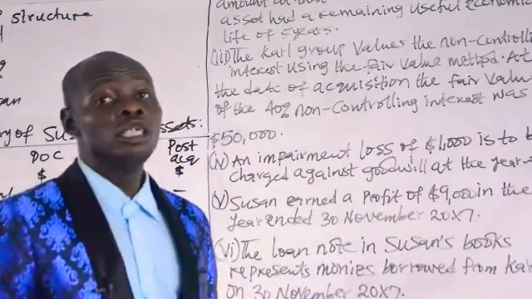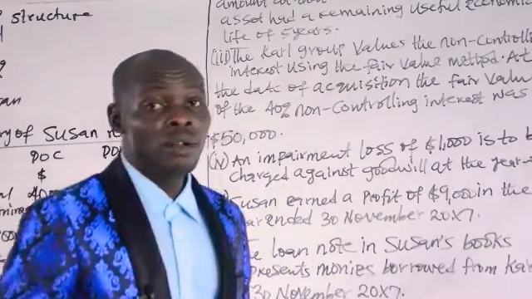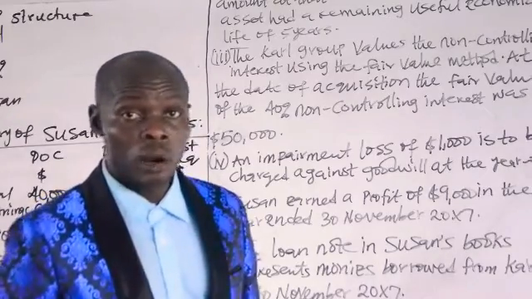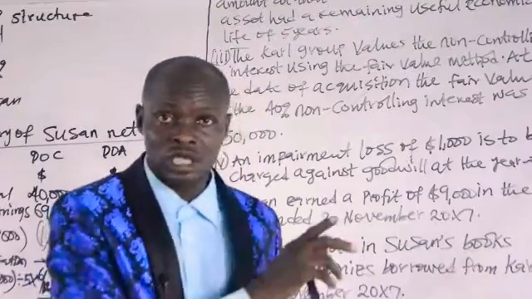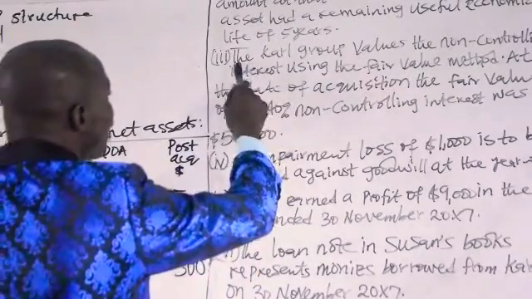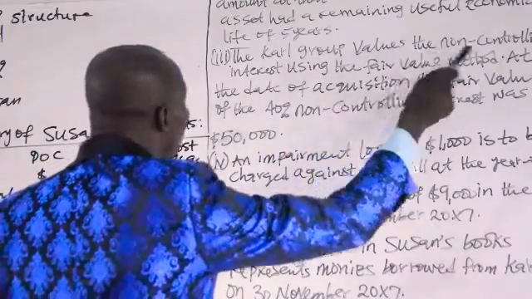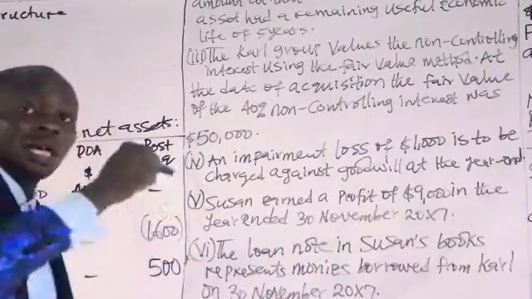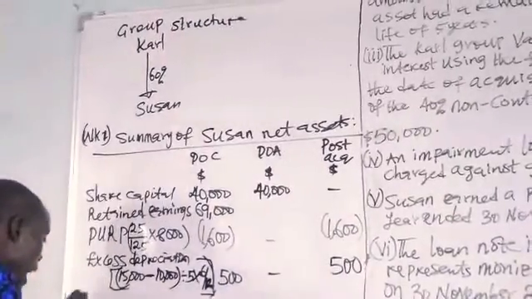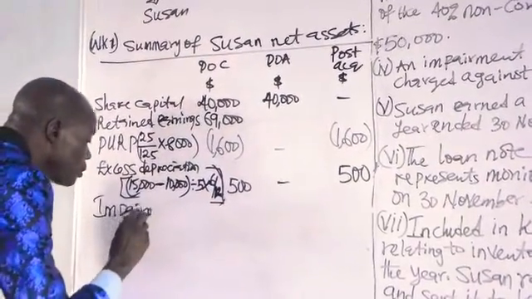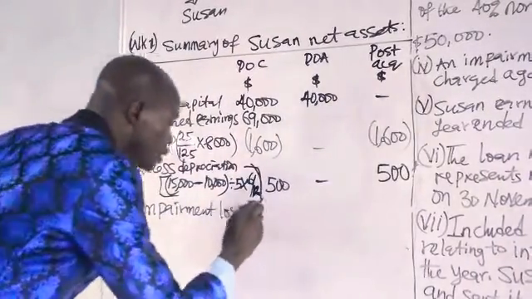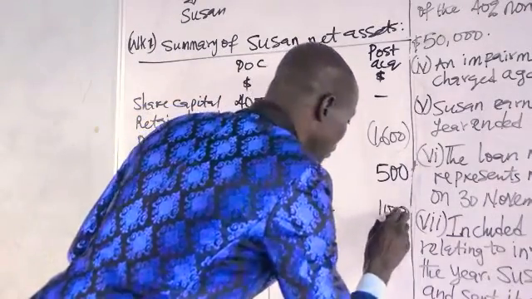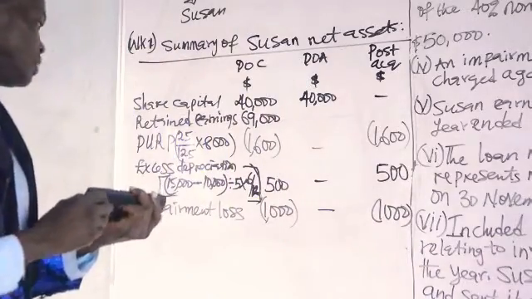And where the group policy as to the valuation of non-controlling interest is at fair value or full goodwill method, you deduct the impairment loss from the retained earnings of the subsidiary. Now, since the group policy says the group values the non-controlling interest using fair value, the policy is fair value. That means the impairment loss of 1,000 should be deducted from the subsidiary profit. So you have impairment loss of 1,000. You deduct it from the profit and from the goodwill.